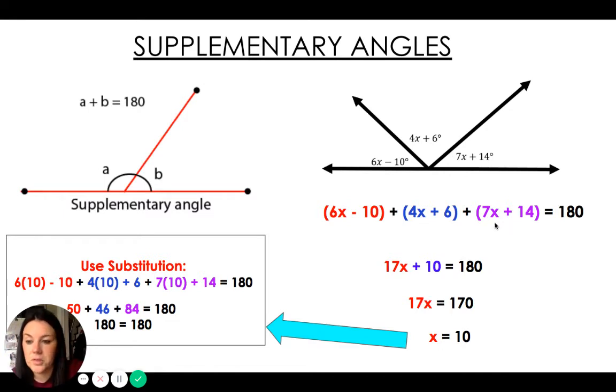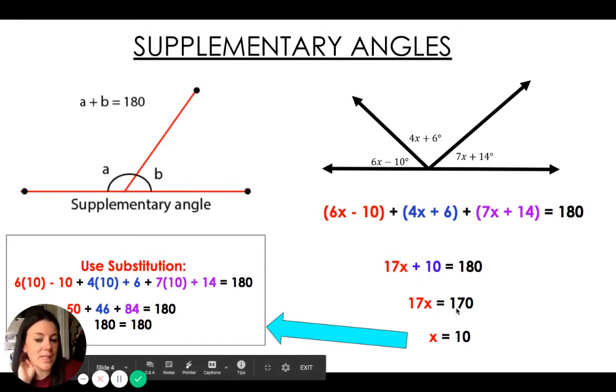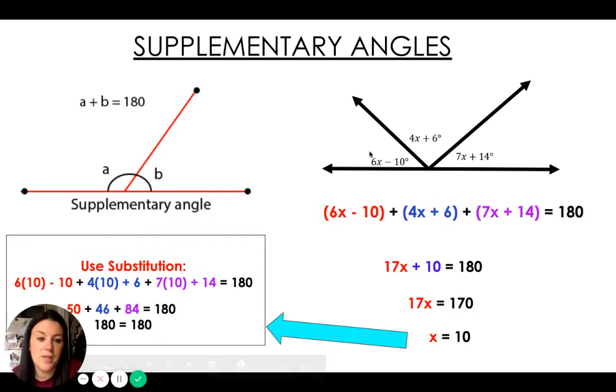Again, you know how to solve multi-step equations, so you combine like terms. 6x plus 4x is 10x, plus 7 more x's is 17x. Negative 10 plus 6 is negative 4, plus 14 is 10. Now we subtract 10 from both sides, and we're left with 17x equals 170. So x equals 10. Again, that doesn't mean that each of these angles is 10, because they have to equal 180. So you need to use substitution to find each angle measure.